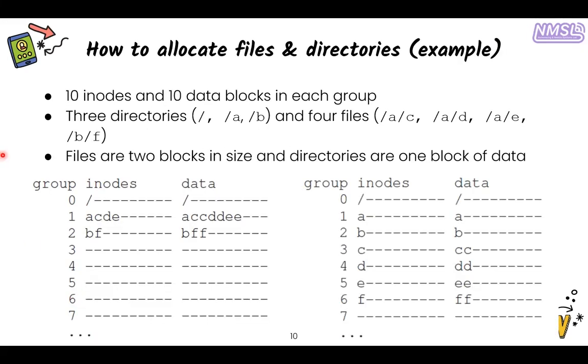So, an example. Let's say we have 10 inodes and 10 data blocks in each group. We have 3 directories, so basically root, /A and /B. And let's say we have 4 files, files C, D, E, and F. Now C, D, E are in directory A, and F is in directory B. Now let's say files are 2 blocks and directories are 1 block.